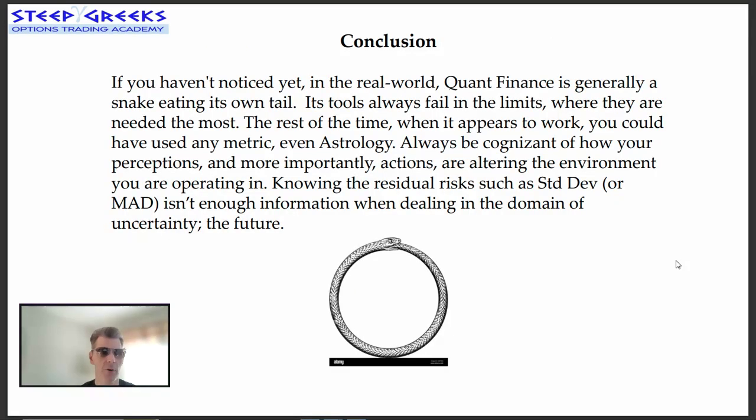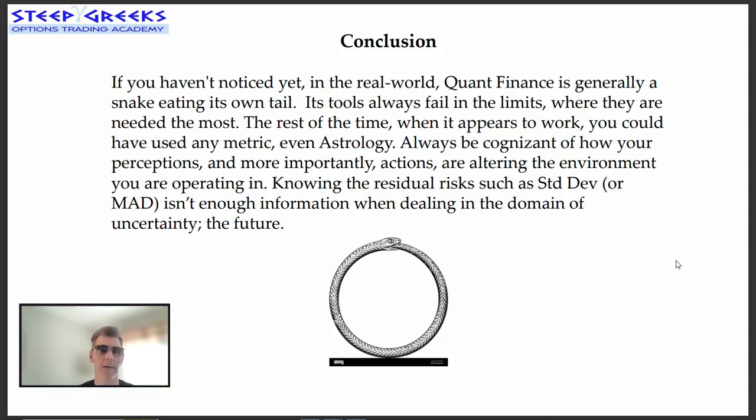So, if you haven't noticed yet, in the real world, quant finance is an Ouroboros. It's essentially a snake eating its own tail. Its tools always fail in the limits mathematically, where they're needed the most. The only time you really need a model is when things go badly, right? So these models fail exactly when you need them the most. The rest of the time, it appears to work fine, and it actually encourages this feedback mechanism in both directions. But you could have used astrology and got the same results, right?